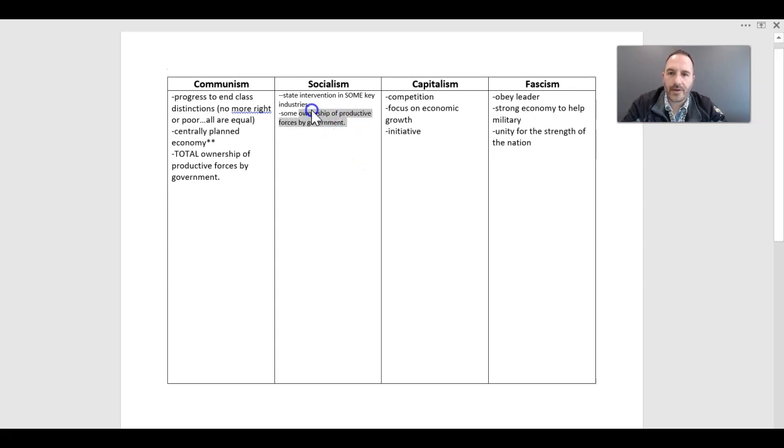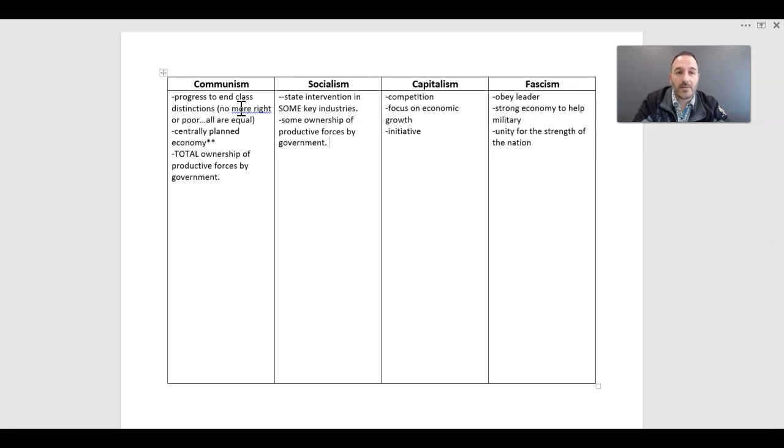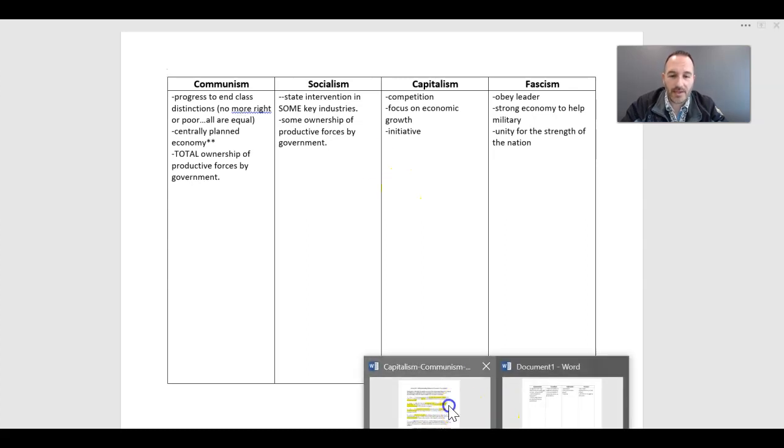All right, so again, we're going to make this larger. So really, from this, folks, we can quickly see that what differentiates the left of center socialist from the far left communist is the amount of government intervention in the economy. In socialism, there's a lot, but over here in communism, there's total, right? Total state ownership of the so-called means of production.